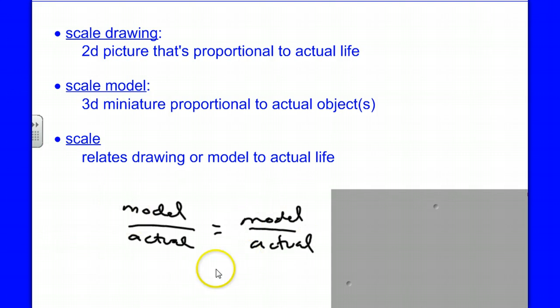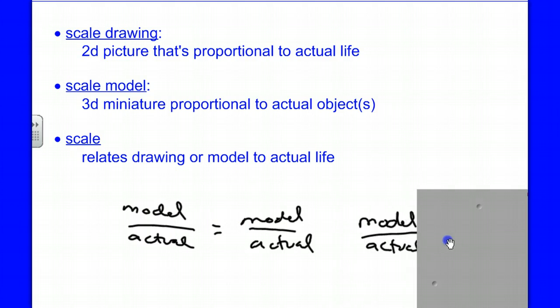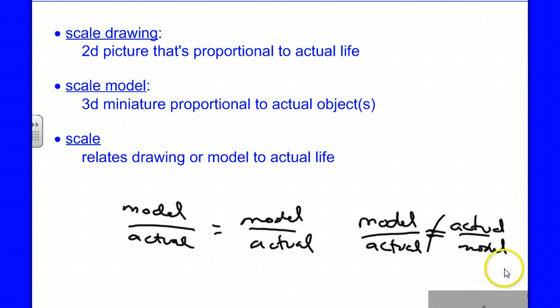So we always want our proportions set up with values in a consistent manner. Model over actual equals model over actual. If we get a scale that shows us model over actual, and then we take some numbers that show actual over model, this would be an untrue way of setting up the proportion. So we have to be really careful when using the scale that we understand that we're going to put the model over actual in most cases. Okay, so it's a true statement that we're creating.